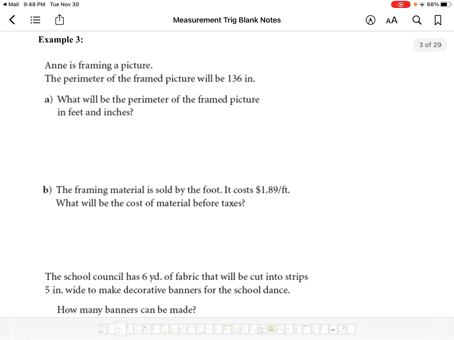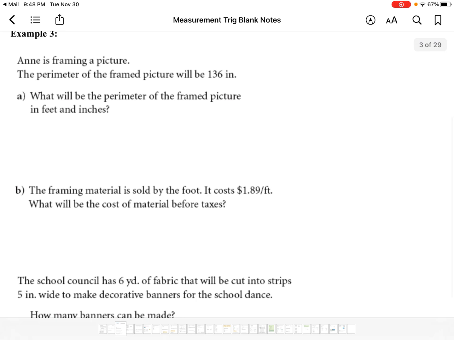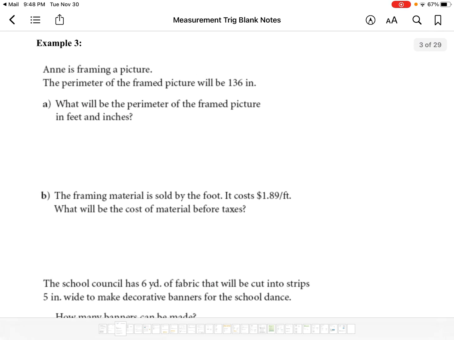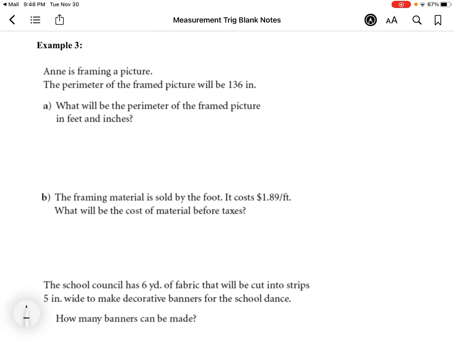Okay, here's another one. Anne is framing a picture. The perimeter of the framed picture will be 136 inches. Okay, first question is, what will the perimeter of the framed picture be in feet and inches? So we want to convert the 136 inches into a certain number of feet and a certain number of inches.